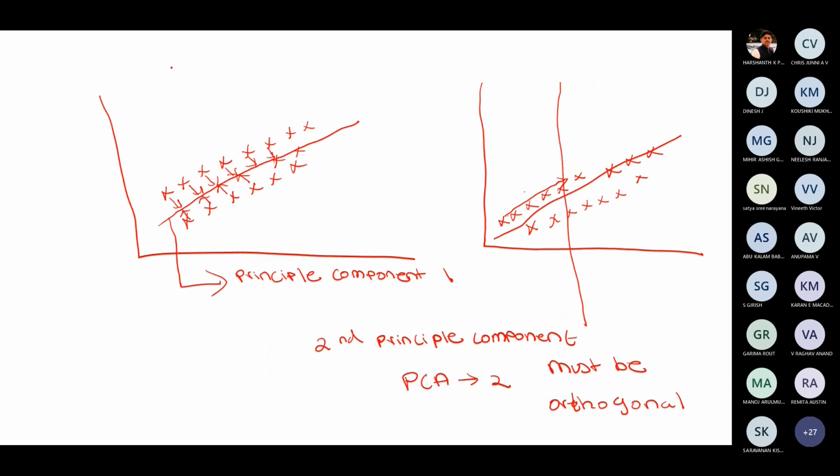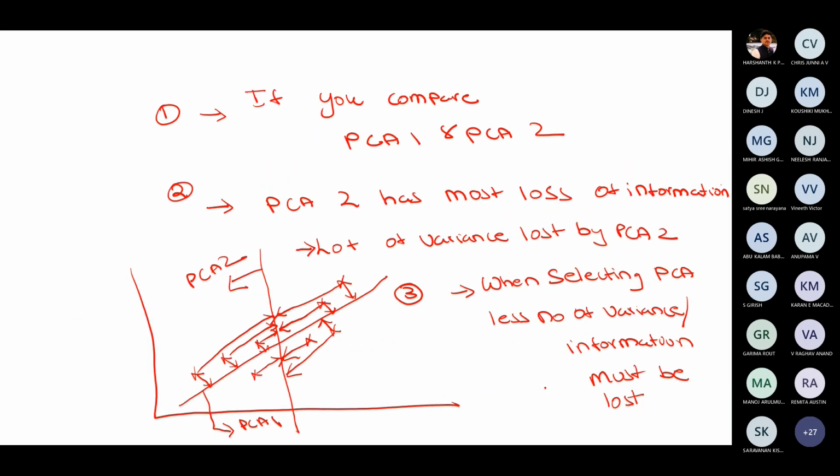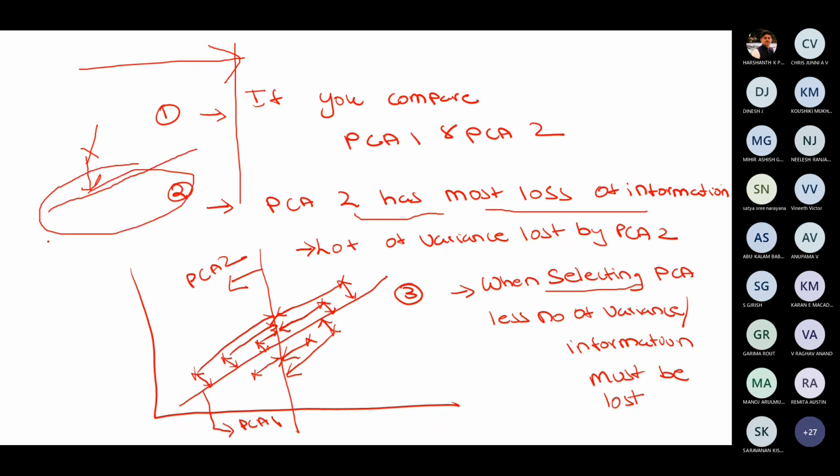As I've just shown you, this is my PCA1, principal component 1. PCA2 should be orthogonal, a straight line. Now comparing PCA1 and PCA2, lots of variance is lost in PCA2, as you told me, very good. So when selecting PCA, we take the line where the least amount of information is lost. Mapping from here to here on this line, or mapping from here to here on this line, this line loses more information. So we take this line.